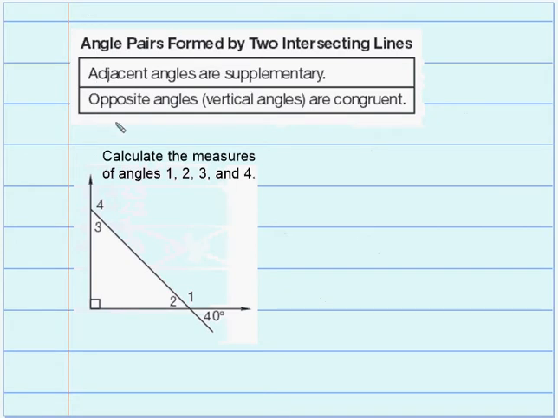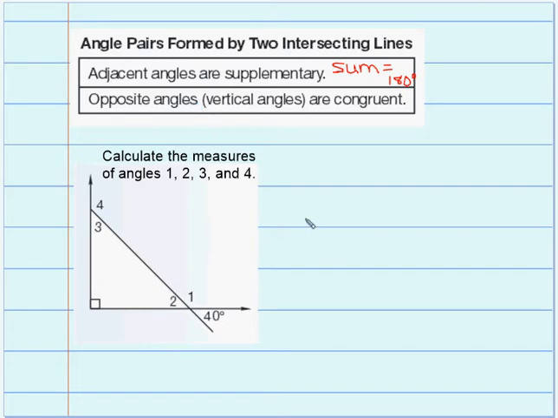So here is a chart that you should have written down in your notes. Angle pairs that are formed by two intersecting lines. Adjacent angles are going to be supplementary, and opposite angles, or we call them vertical angles, they are congruent. Remember what supplementary means? That means the sum is 180 degrees.